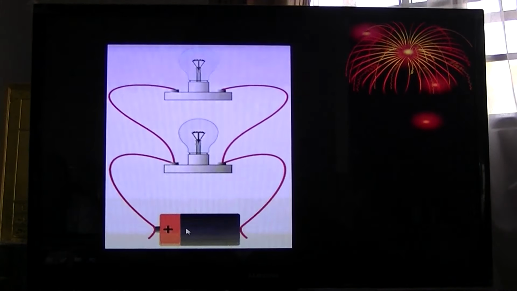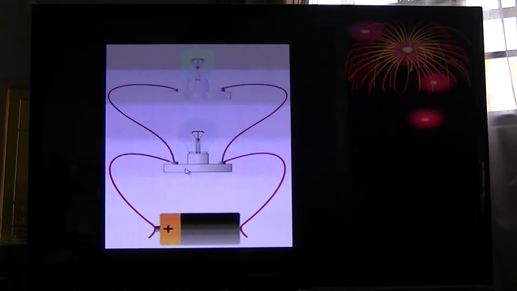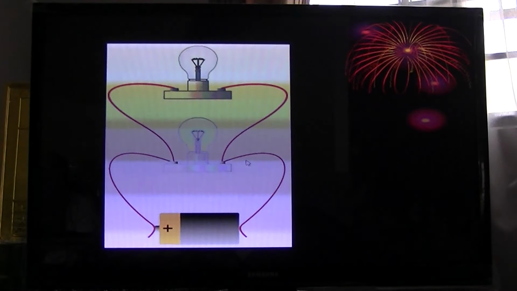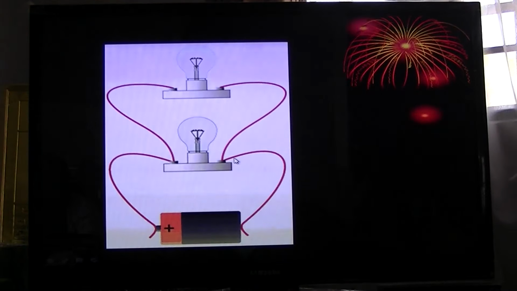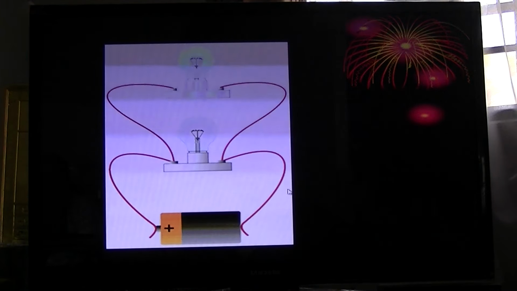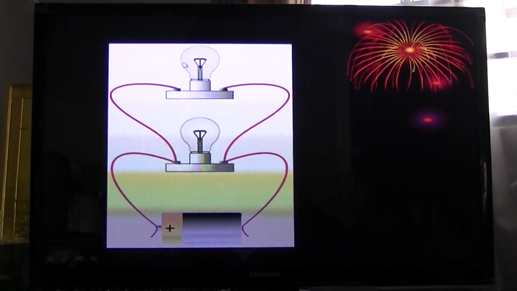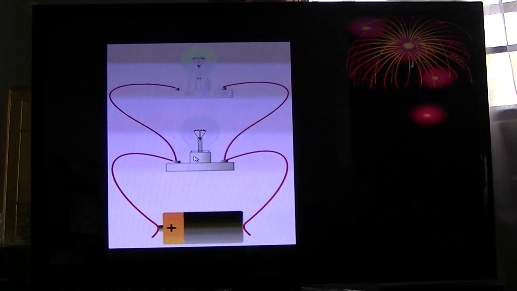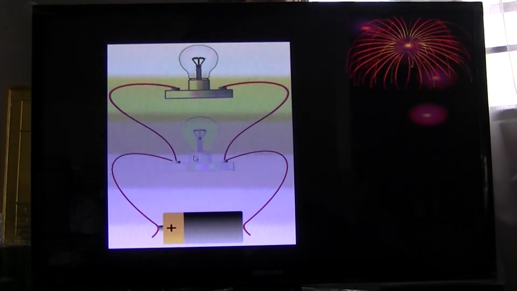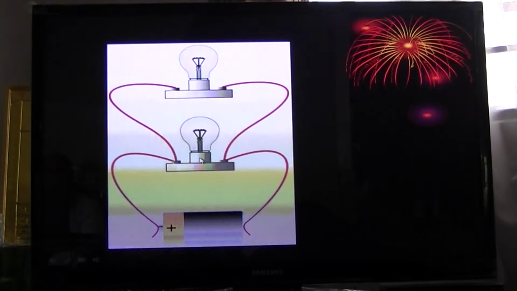Example: we have the battery going to this lamp, continuing back out, and also from this lamp, continuing back. So you see, it actually has a loop here and a loop there. Every time we complete a loop, that's a series. So we've got 1, 2. When you've got more than one loop, you basically have a parallel circuit.